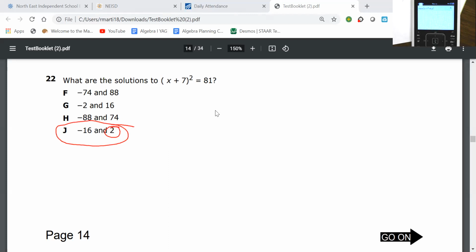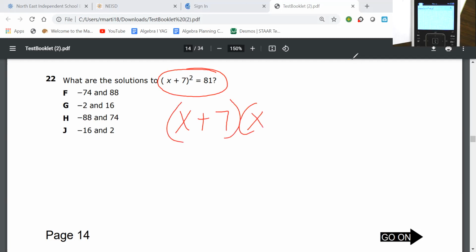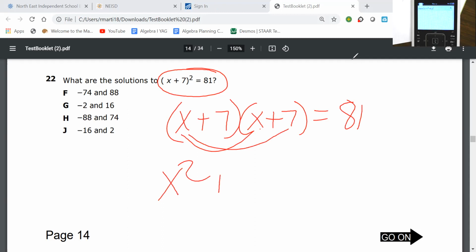Another way is you can multiply this out. I'll show you what I mean. So it's x plus 7 times x plus 7 because it's squared. It's equal to 81. So x times x is x squared. X times 7 is 7x. 7 times x is 7x. 7 times 7 is 49.